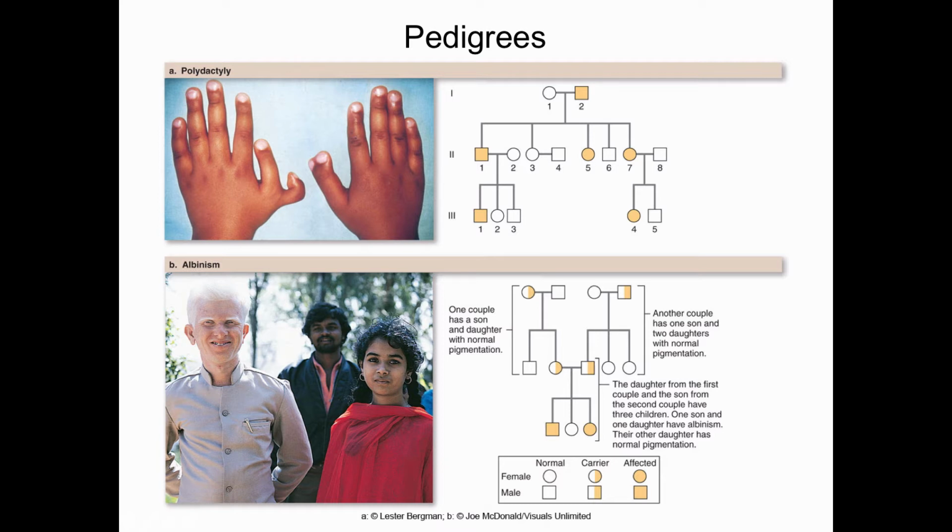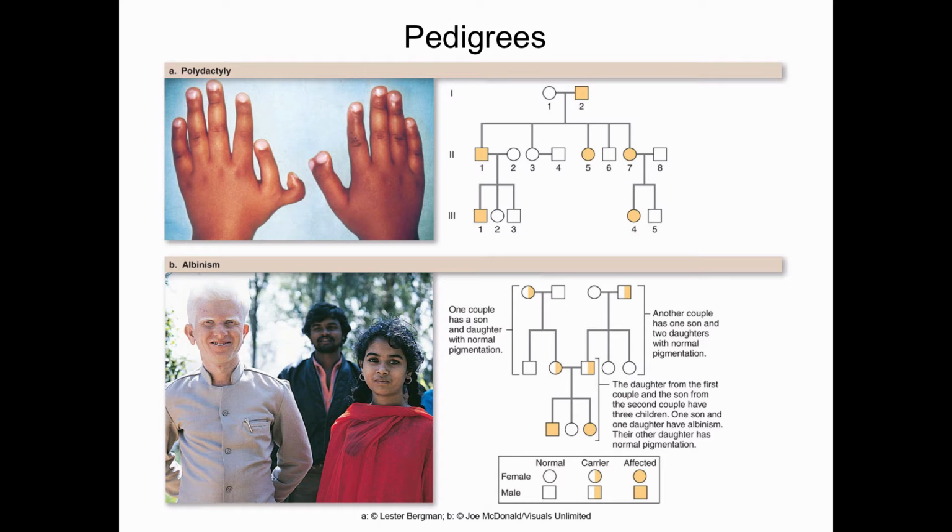So if we go down to the next pedigree on the bottom, looking at albinism, in this case we have a situation where we have the circles or squares halfway shaded. And if the circle or square is halfway shaded, that means that that particular individual is a carrier, but they don't actually present the disease. So it means that they have one allele for it, but they don't have both alleles for it. So in most cases, those conditions are recessive. In all cases, I should say, those conditions are recessive.